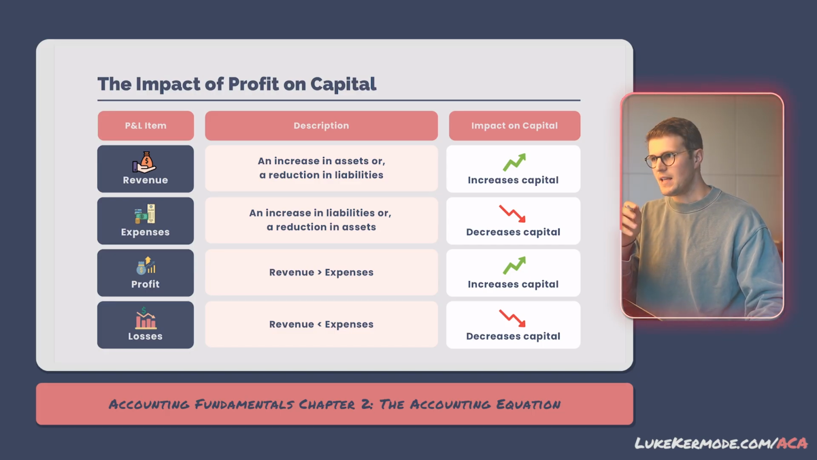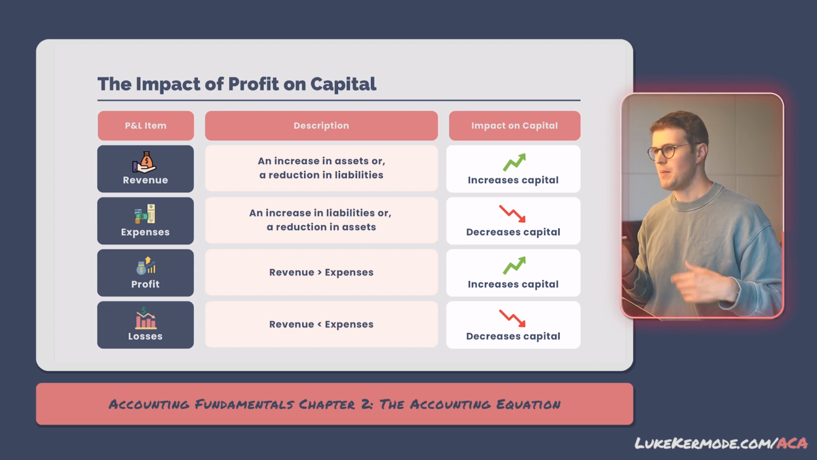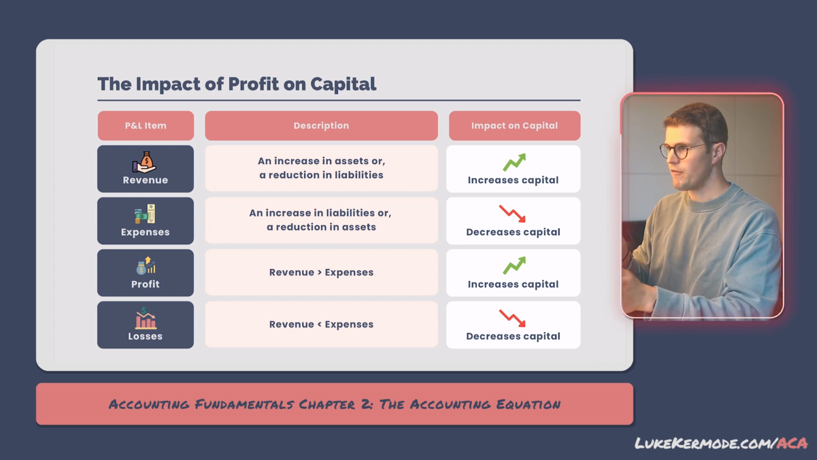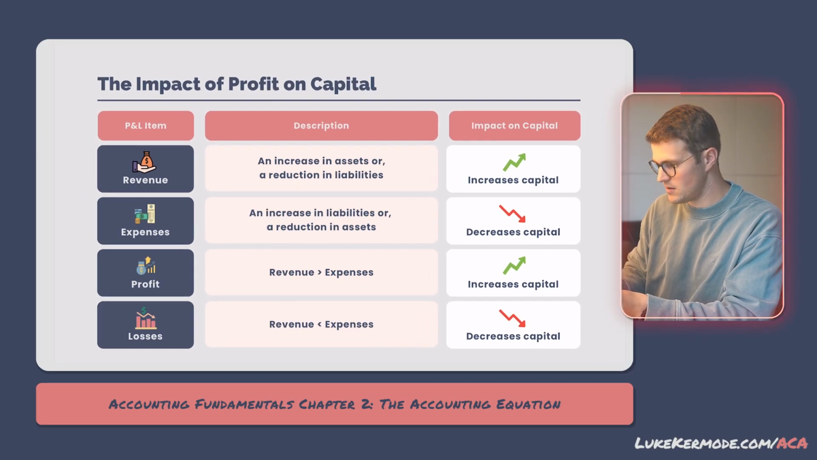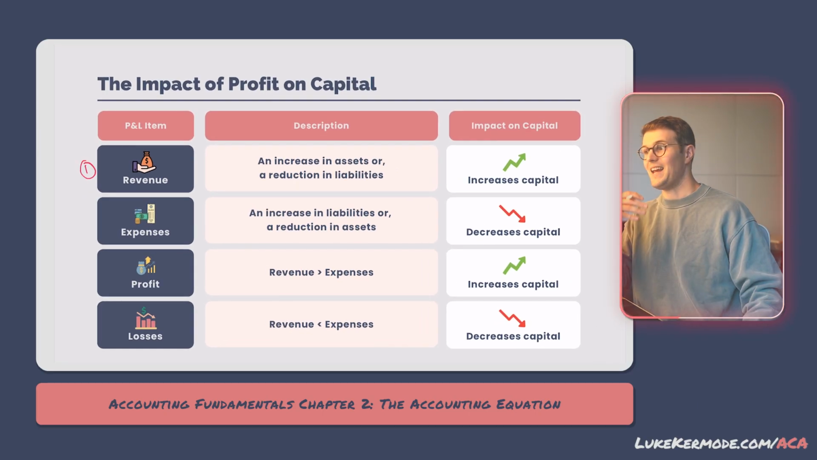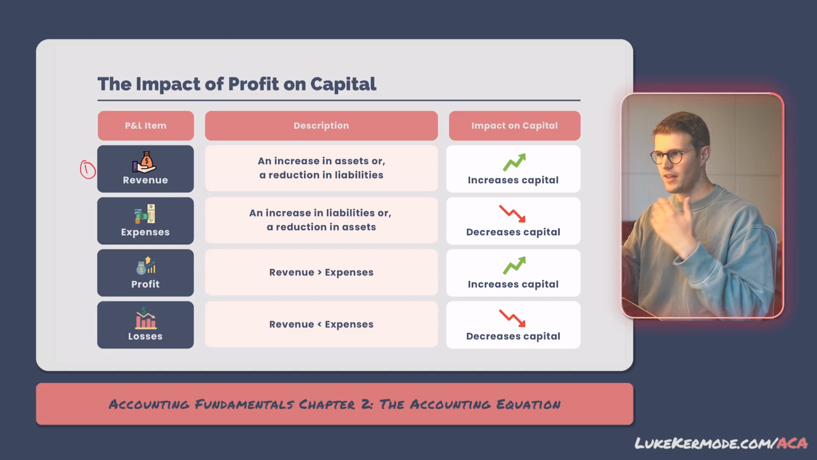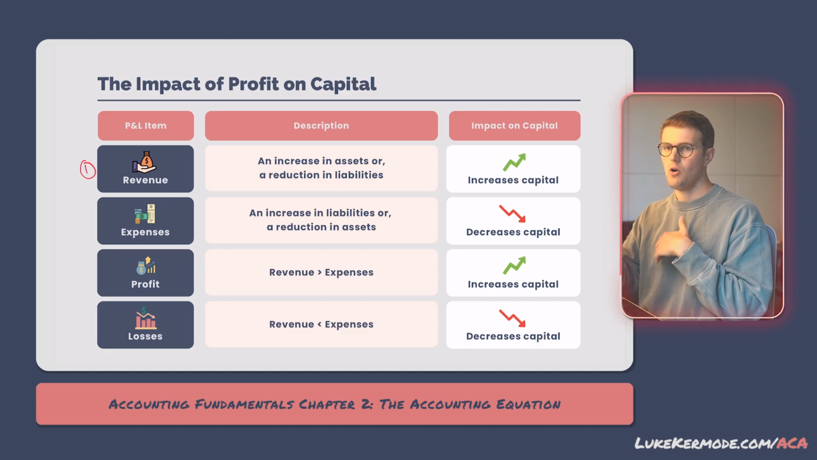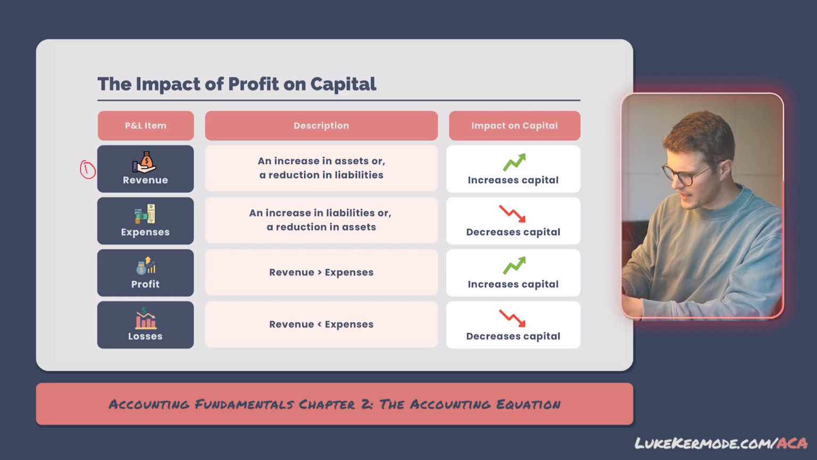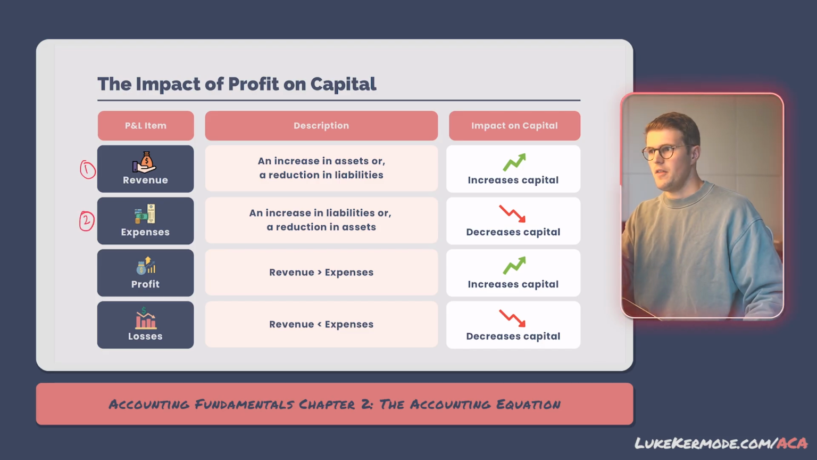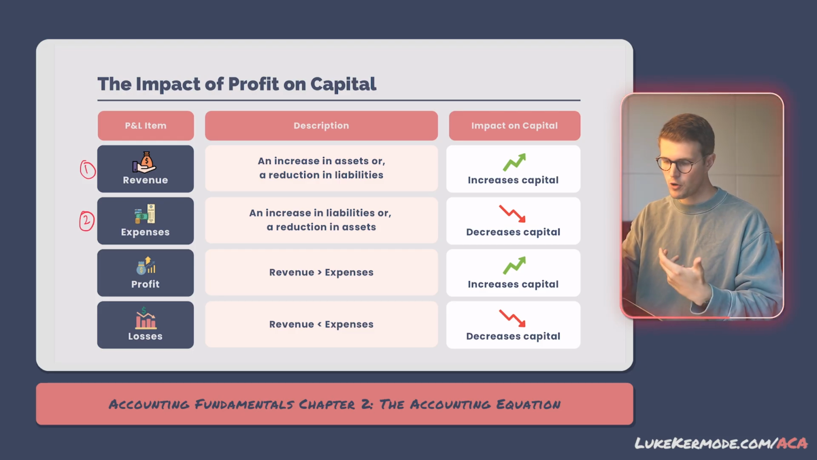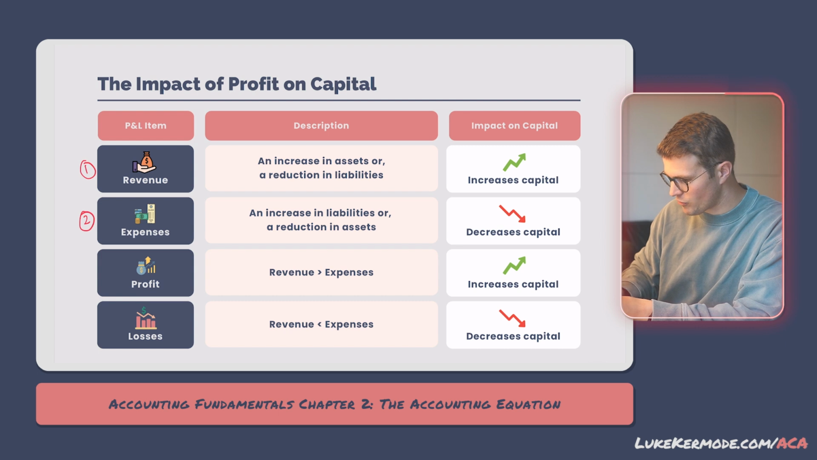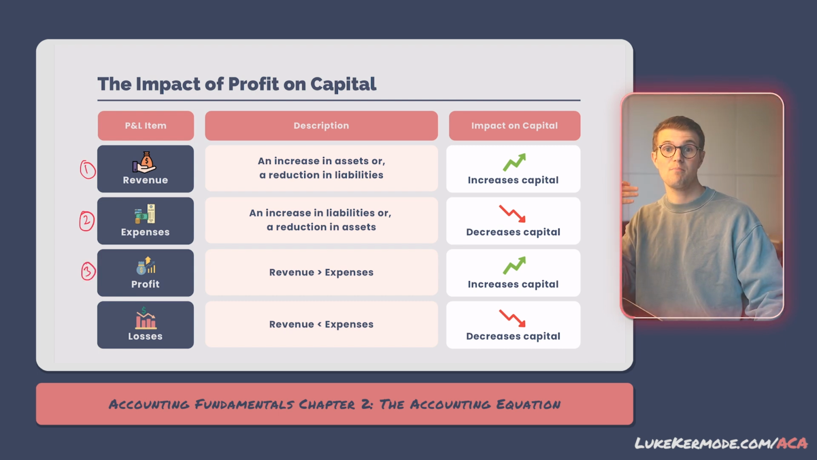We've defined capital, but what causes capital to increase or decrease over time? Let's break down the following key terms as defined by the conceptual framework. First, we have revenue, which refers to increases in economic benefits, usually from the day-to-day activities of the business, like selling goods, providing services, or earning interest. Secondly, we have expenses. These are decreases in economic benefits. They cover the costs of running the business, like wages, rent, utilities, raw materials. When revenue is greater than expenses, we have profit.